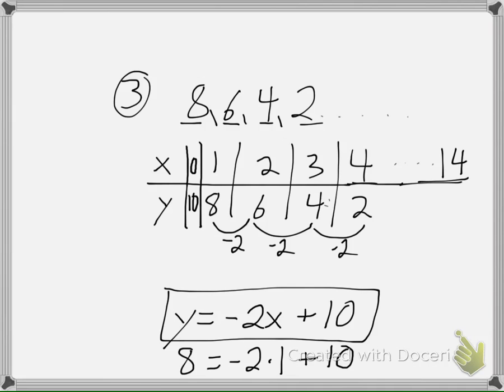Which means if I need to get to my 14th term, then I need to do negative 2 times 14 plus 10, right? Negative 2 times 14 is negative 28, and negative 28 plus 10 is negative 18. So we can get our 14th term that way.